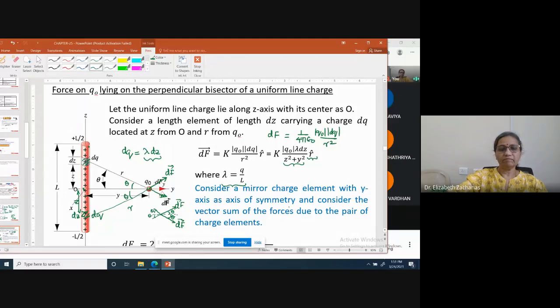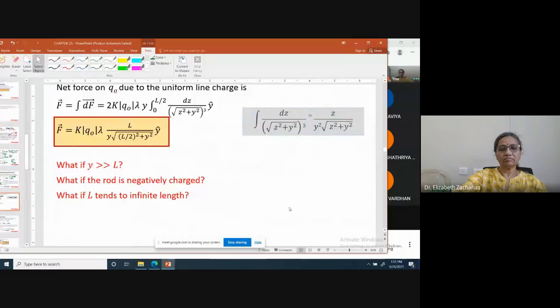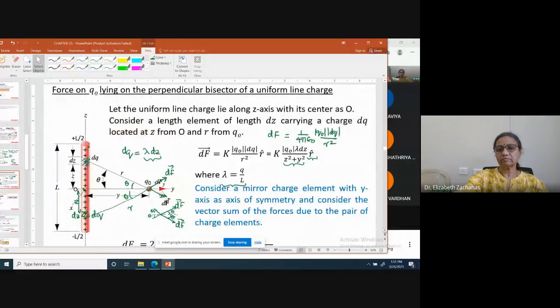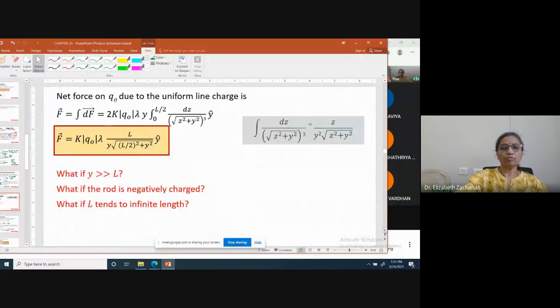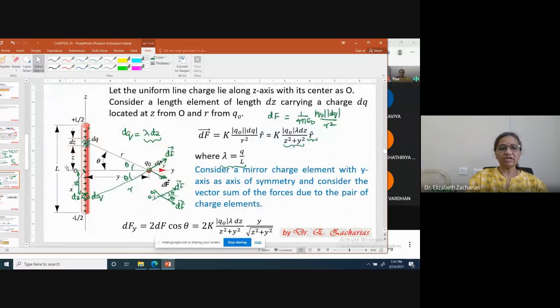Now, how will you add them? Anyone? What you can see here is that I will use another color. Remember, this is my y-axis and this is my z-axis. I can resolve this vector into two components, like this and like this. Similarly, I can resolve this bottom vector also into two components, like this and like this.